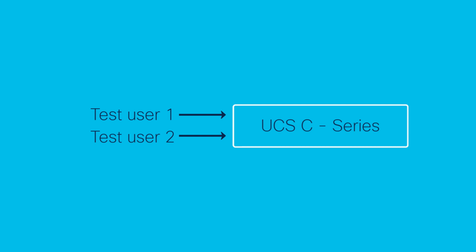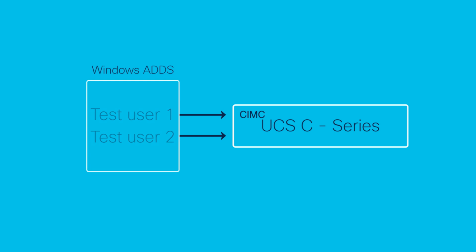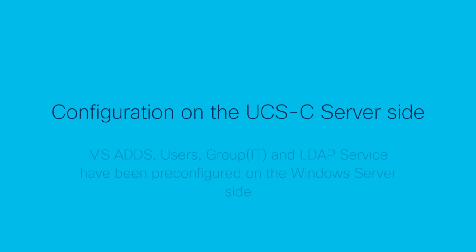Two users are configured as test user 1 and test user 2 to manage a UCS-C Series server via its CIMC interface. Both users are created on Windows Active Directory environment and they use LDAP services to authenticate, which grants them access to the UCS-C server. The configuration is done on both the Windows server side and the UCS server side. Microsoft Active Directory and LDAP services have been pre-configured and are operational. Therefore, this demo will focus on setting up the UCS server side.